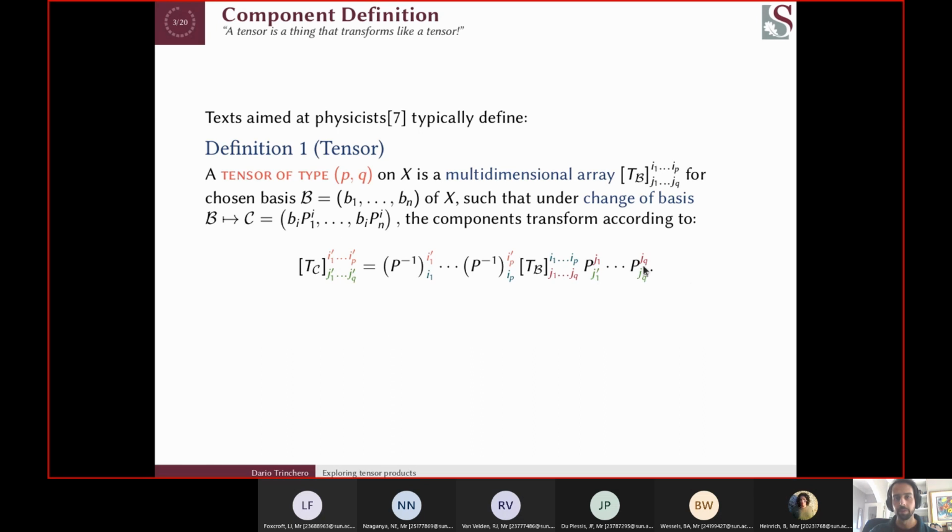And on the right-hand side of this component transformation of the tensor, there are many sums. There's a sum, p sums on the I1 through IP, and q sums on the J1 through JQ. Anyway, what on earth is this actually saying? It's incredibly opaque. So let's unpack it a little bit. In particular, let's look at a few very simple examples and see what we can make of it. And hopefully this will let us generalize, and that's the idea.